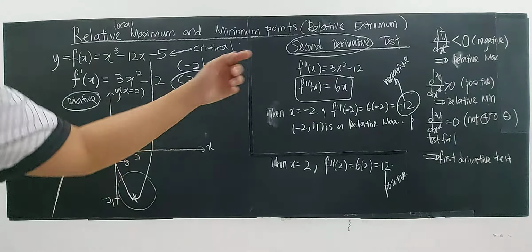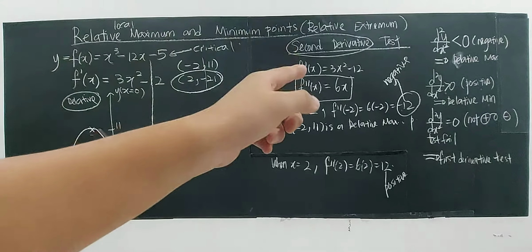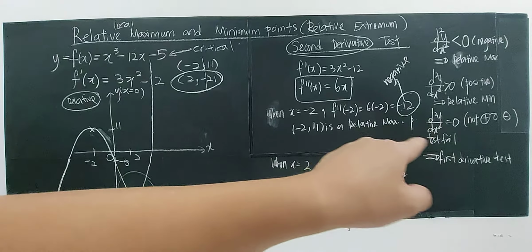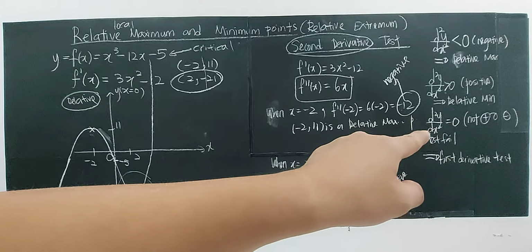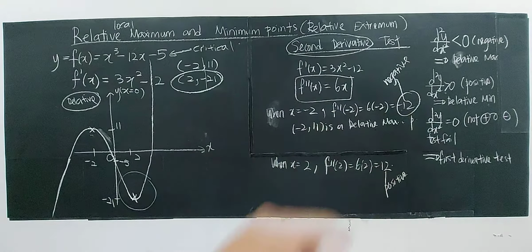That's all, right? This is much easier compared to the first derivative test, but it sometimes won't work when you get d2y/dx2 equals 0. That's the problem of the second derivative test. Then you have to inspect further by using the first derivative test.